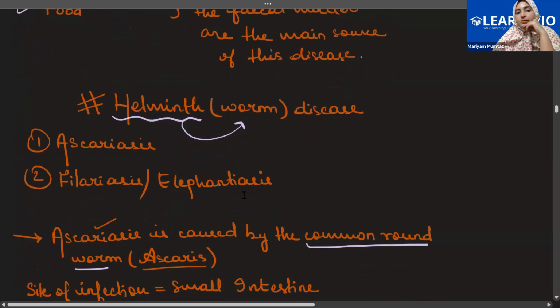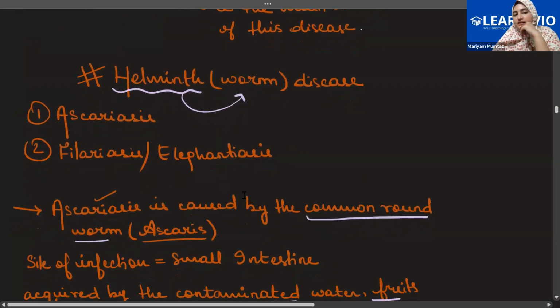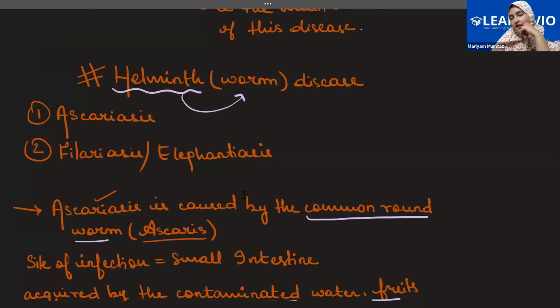All right, now moving forward, we have helminth diseases, meaning all those diseases that are caused by worms. Now, this is where things get really gross. All of these diseases are caused by some form of worms. The first disease is Ascariasis, and the second disease is Filariasis or Elephantiasis.